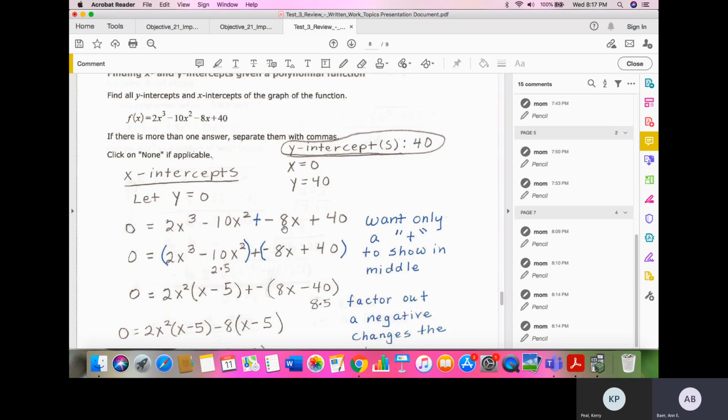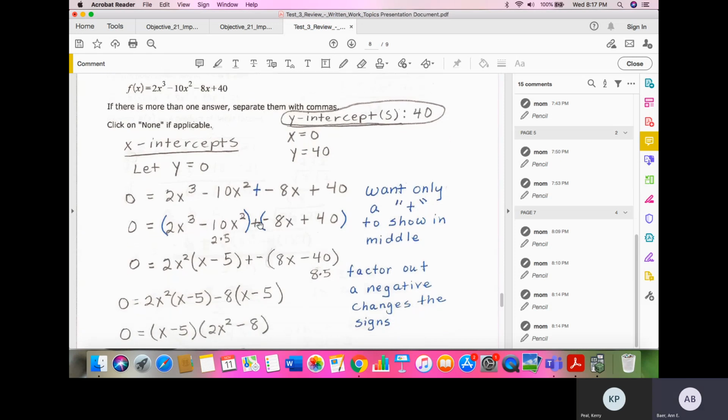When we copy this over, we have minus 8 here, like that, but we can change that minus sign into adding a negative. A minus sign is adding a negative. They mean the same. And then what we want to do is pair off our terms. So we have 2 terms in each set of parentheses, and we want only a plus sign to show in the middle.